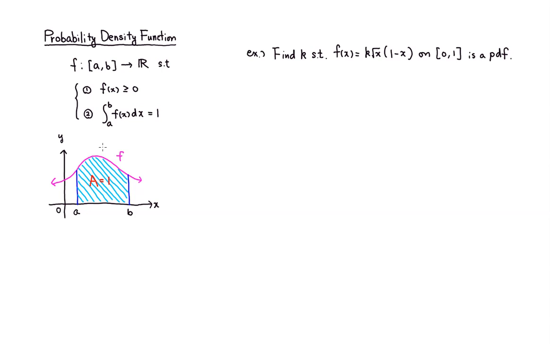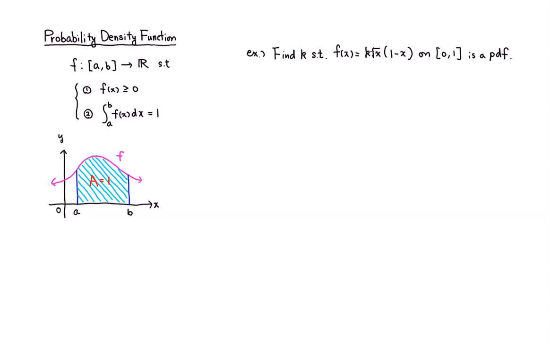So let's look at the following example. You have a function f of x equals k times square root of x times quantity 1 minus x, over the interval from 0 to 1. What would be the specific k value so that f is a probability density function?